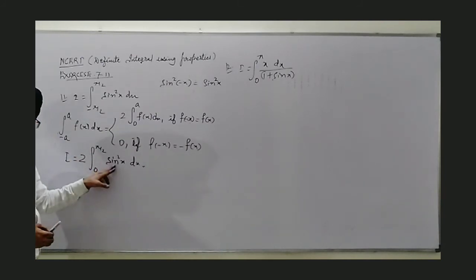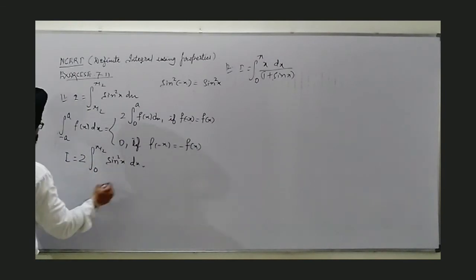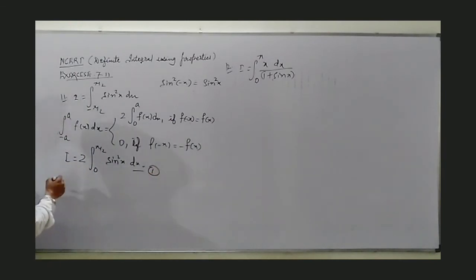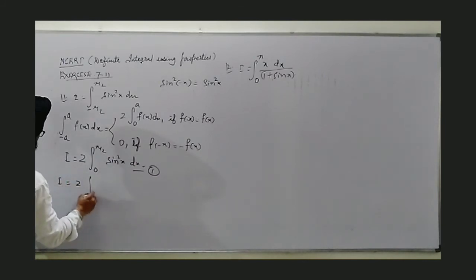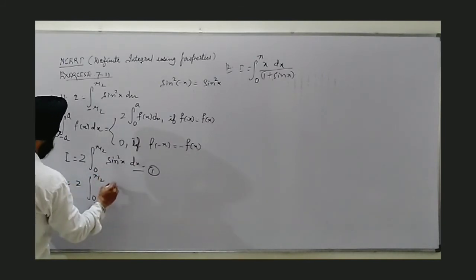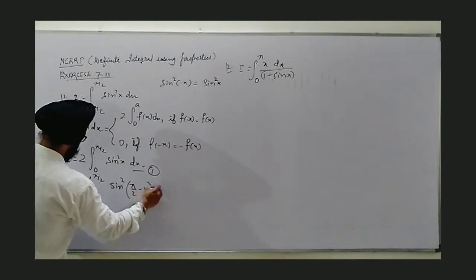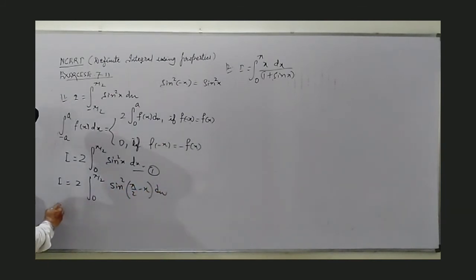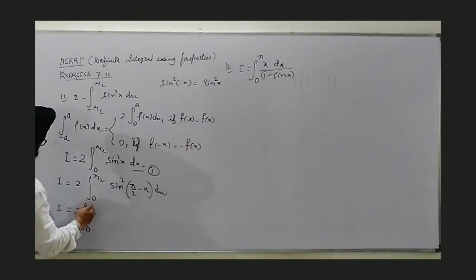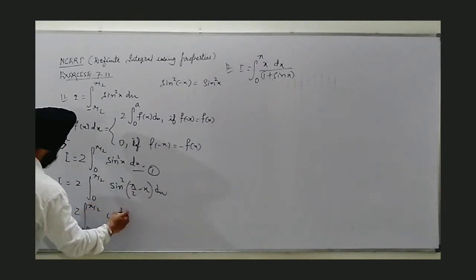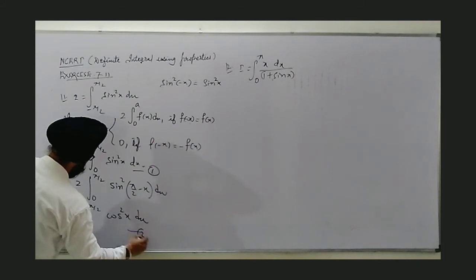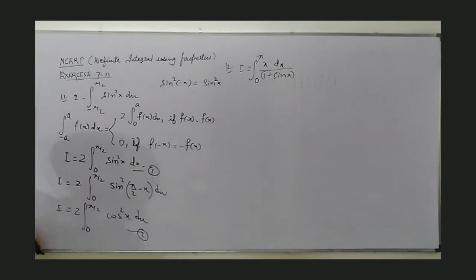As I know, sin of pi by 2 minus x makes it cos. So yes, let's do it. This is 1, property number 5. You can say twice of 0 to pi by 2 sin square of pi by 2 minus x dx, which makes it twice 0 to pi by 2 cos square x dx. Conclusion. Now we need to add up.